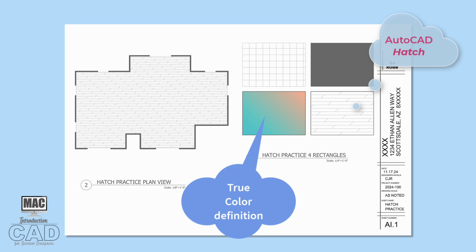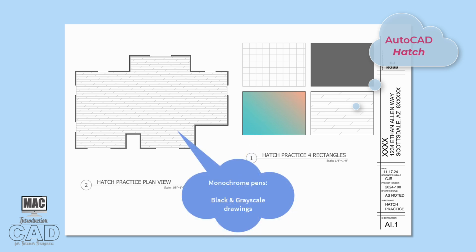True color assignments for items such as company logos and rendered features is a way to strategically define limited color while maintaining the industry standard black lines and gray shading that is part of the architectural professional drafting standards for drawings.